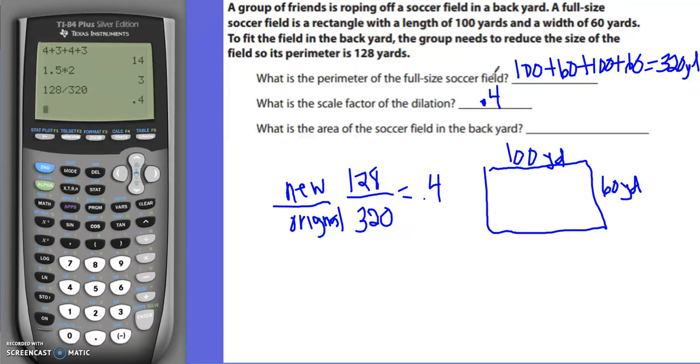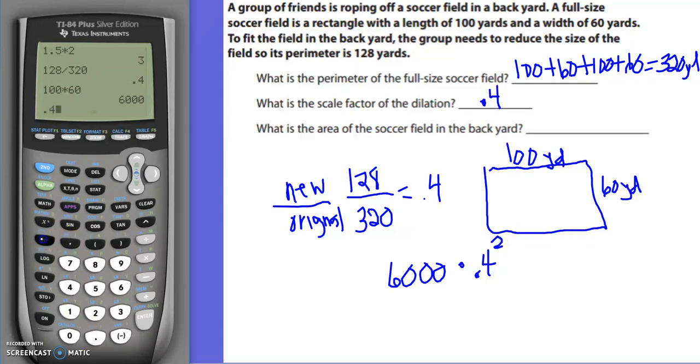Okay, so now we can do a power circle. We can do the area of the original, 100 times 60, is 6,000 times the scale factor, and this is going to be squared. So we have 0.4 squared times 6,000, and we're going to get 960 yards squared.